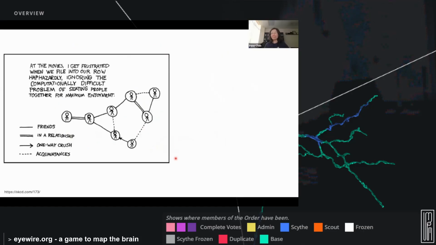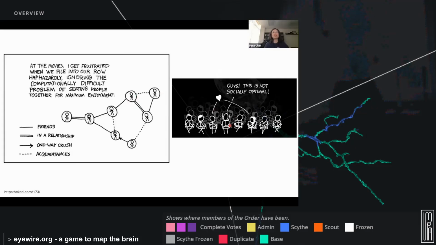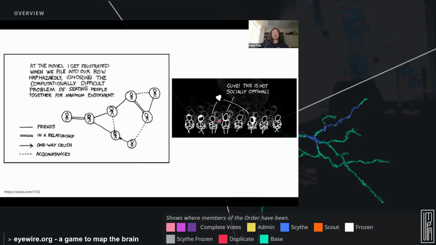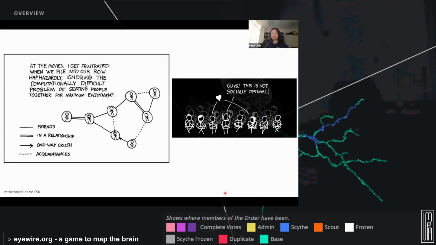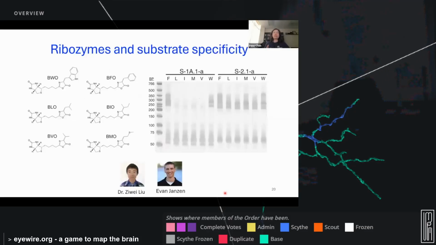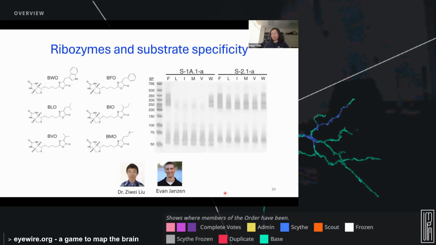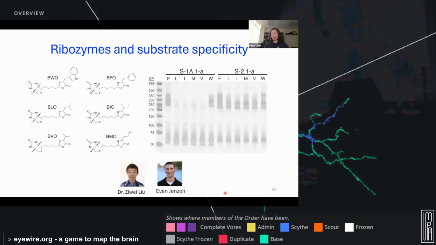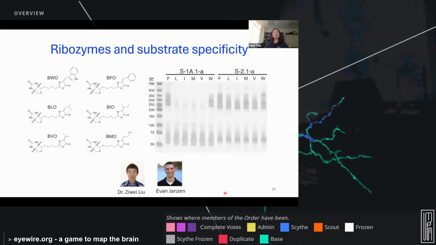Okay, and this is just a fun XKCD illustrating social frustration, where there's a social network and they all have to sit down in a movie theater in a line. And they're trying to optimize too many constraints at the same time. So you end up with situations where there's no optimal configuration, and here's a third wheel getting stuck in the middle. Okay, so that is just the intro to fitness landscapes that we looked at.